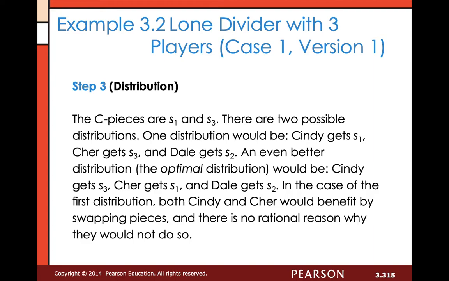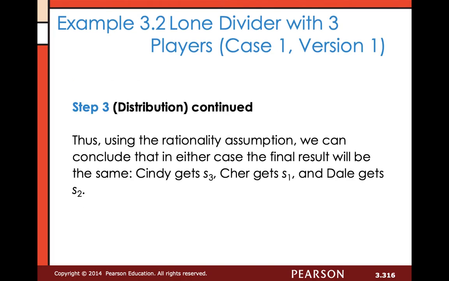That means that there are 2 possible distributions. One distribution would be Cindy gets S1 and Cher gets S3, with Dale getting S2. But a better distribution, the optimal distribution, would be that Cindy gets S3, Cher gets S1, and Dale gets S2. In the case of the first distribution, what would probably happen is Cindy and Cher would just swap pieces, so there's really no rational reason why they would not do so. Thus, using the rationality assumption, we can conclude that in either case, the final result is going to be the same. Cindy's going to end up with S3, Cher is going to end up with S1, and Dale is going to get S2.